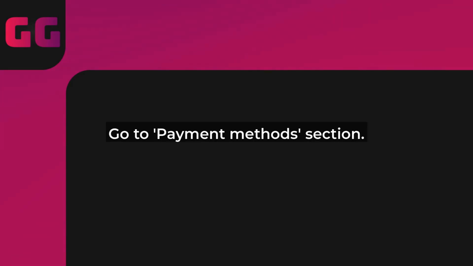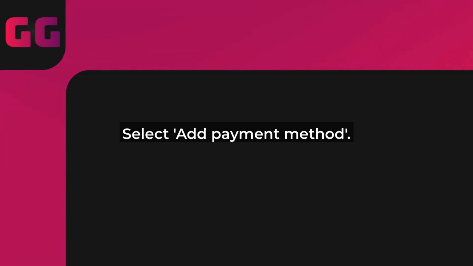Step 1. Open the Google Pay app on your device. You'll see your home screen with various options like payments and offers. Step 2. Tap on your profile picture or the account icon, usually located in the top right or bottom right corner. This will take you to your account settings.